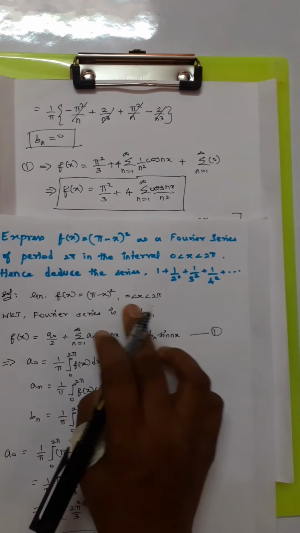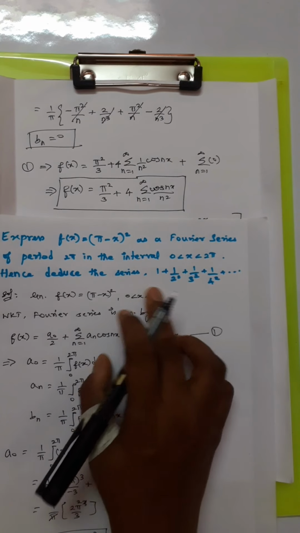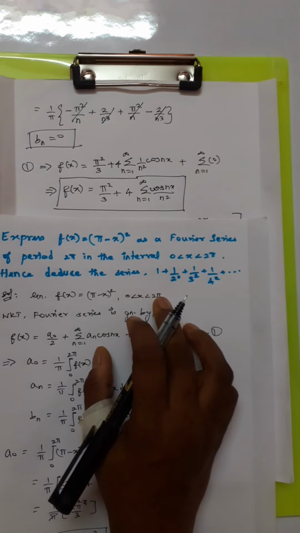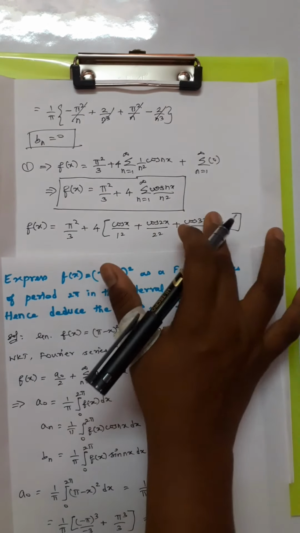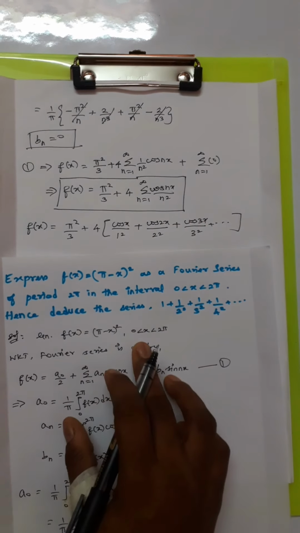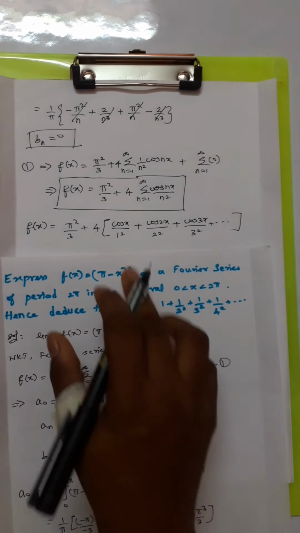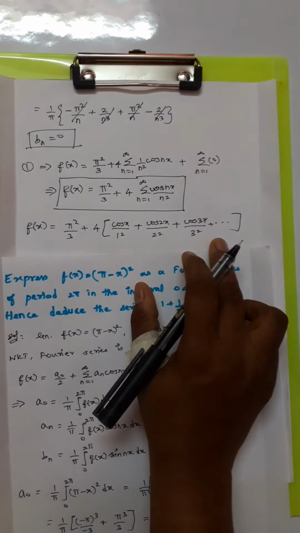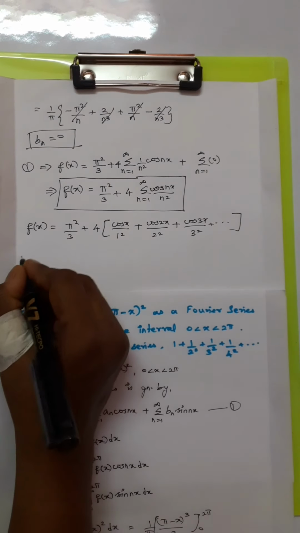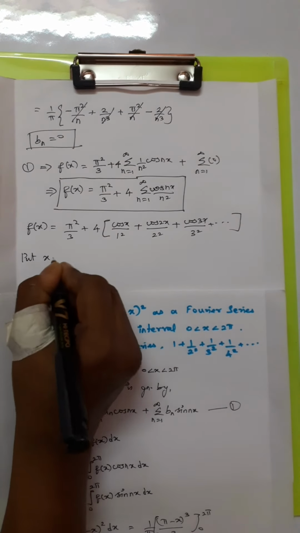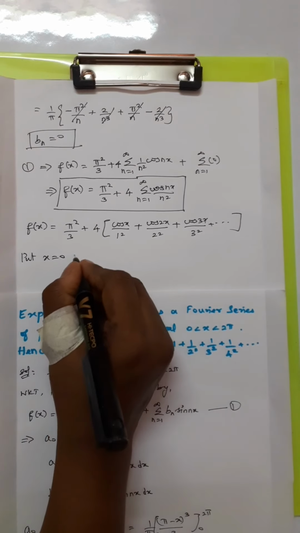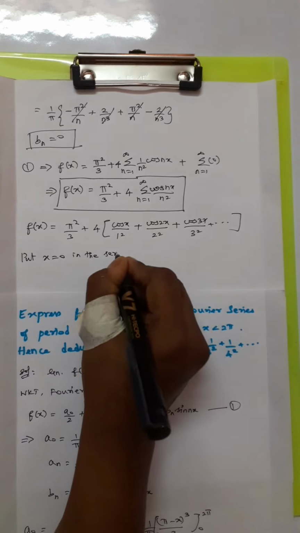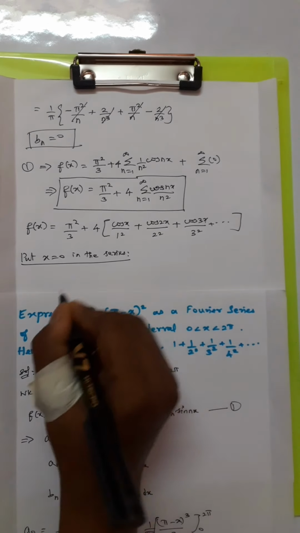The given limit of the function is 0 to 2 pi. So we have to choose any value for x from this limit such that all those cos terms become 1. When we take x equal to 0, all the cos terms become 1, right? Cos 0 is 1. So put x equal to 0 in the series.